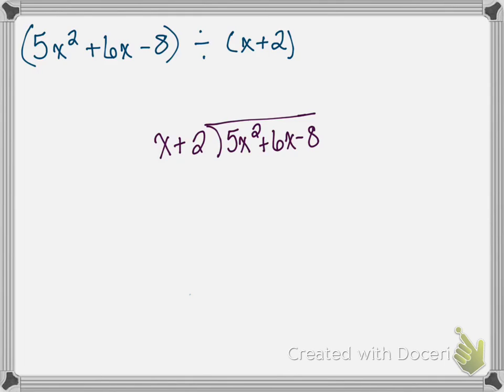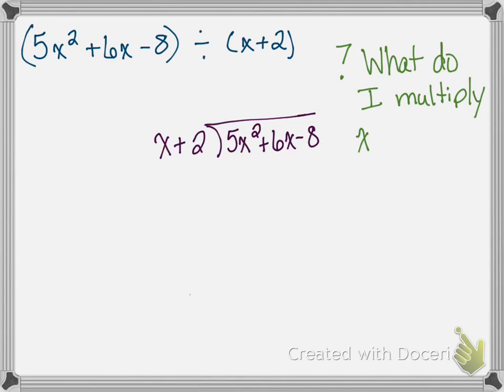The question that we are asking ourselves is, what do I multiply x by to get 5x squared? Okay, so I am taking this x right here, and I am deciding what do I multiply it by to get 5x squared. And hopefully what you're thinking about is you would multiply x times 5x to get 5x squared.